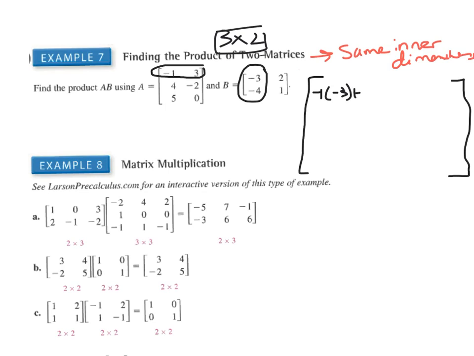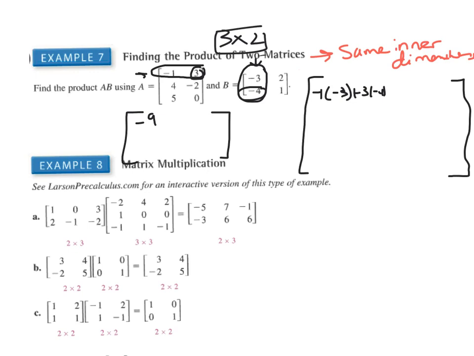Then you add the next term in your row by the next term in the column. So 3 times -4. Okay, and that gives you your first row, first column answer, because you're going to get one number back. So I'm just going to simplify that so you can see how this looks. Again, you're going to end up with a 3 by 2. So you end up with 3 minus 12, which is -9. So that's your first number answer, okay?